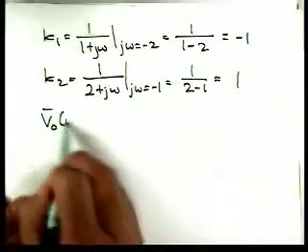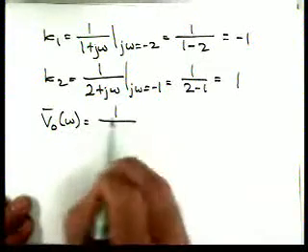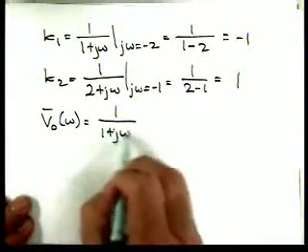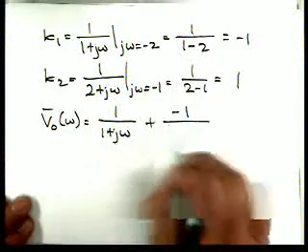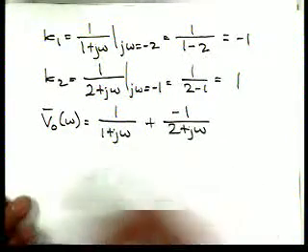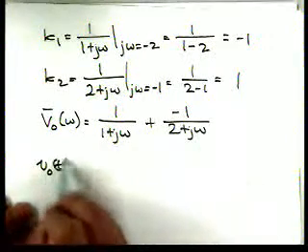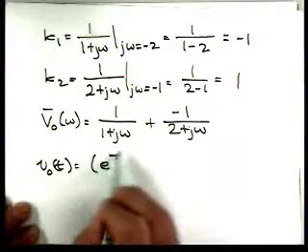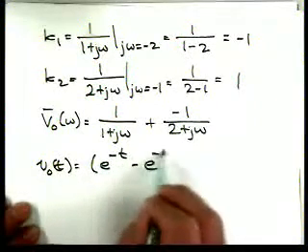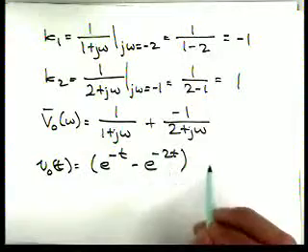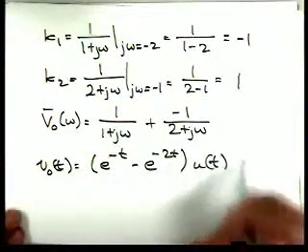So V0 of omega is 1 over 1 plus j omega plus minus 1 over 2 plus j omega. So then V0 of t is e to the minus t minus e to the minus 2t, u of t, volts.